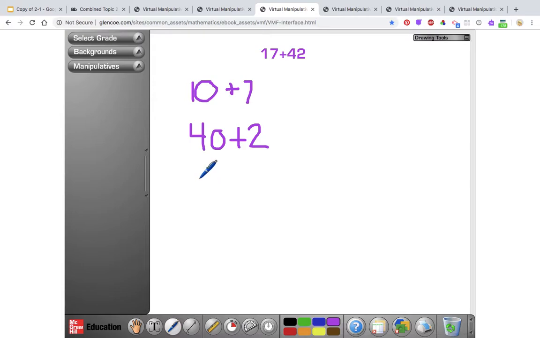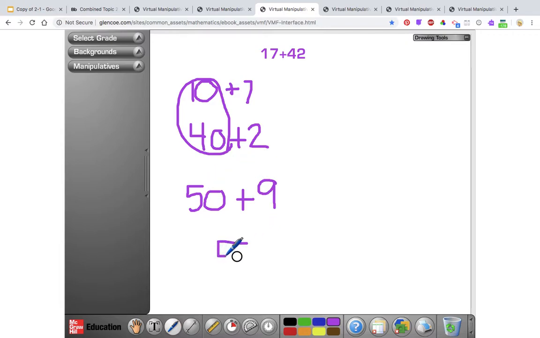I know 10 plus 40 is going to be 50. And then next we add the ones. So 7 plus 2 is 9. So now we have 50 plus 9, which is 59.